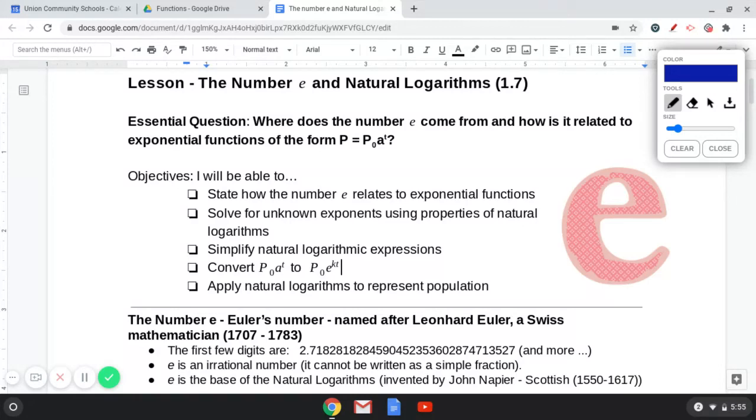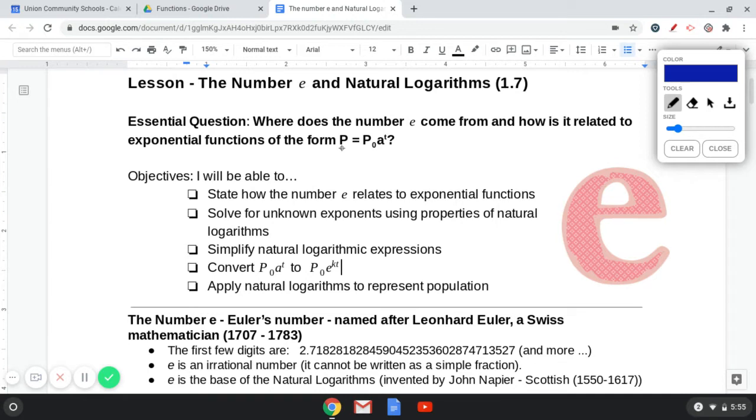Hello everyone. In this lesson, we're going to talk about the number e and natural logarithms, branching off of our general topic of logarithms for the week. So we're going to talk about what this number e is, where it comes from, what it is equal to, how it is related to exponential functions, and then we're going to talk about this guy right here.